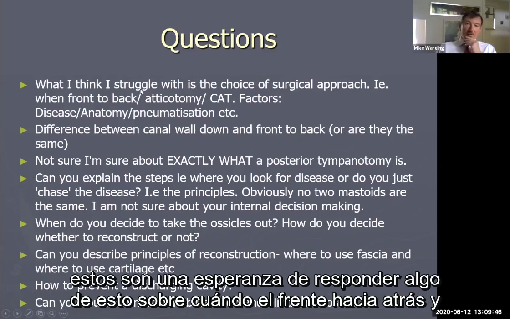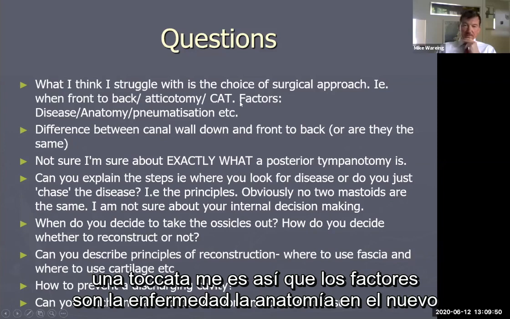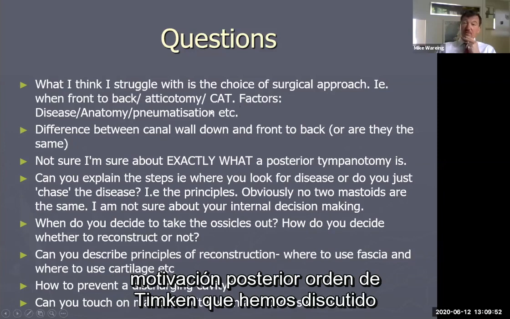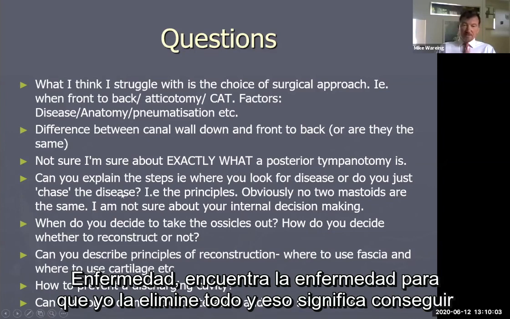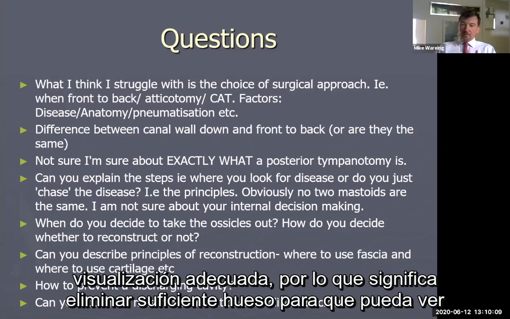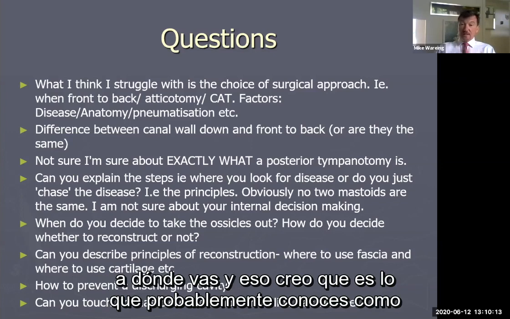We've got these. So I hope I've sort of answered some of this about when the front to back anatomical approach. So the factors are the disease, the anatomy, and the pneumatization. Posterior tympanotomy we've discussed. So the chasing the disease. I mean, the answer is you do chase the disease. You find the disease to remove it all, and that means getting adequate visualization. So that means removing enough bone so you can see where you're going.